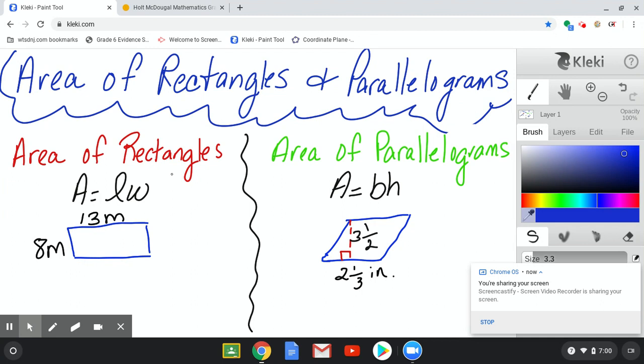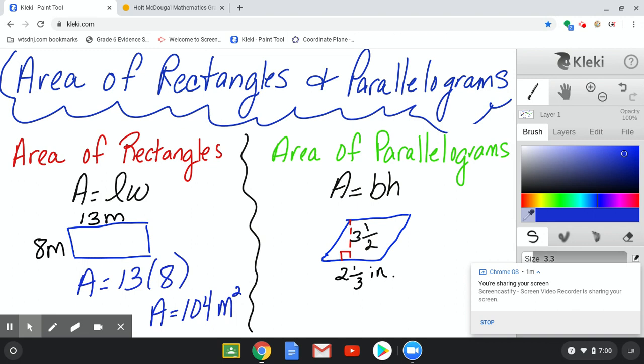So in this case, my area is going to be equal to my length of 13 times my width of 8. All I would then do is multiply 13 times 8, and that would give me 104. Now, my unit here is meters, and what you have to remember, anytime you are calculating area, whether it's of rectangles, circles, parallelograms, area is always squared. So your unit has to have the square symbol. It's an exponent of 2.